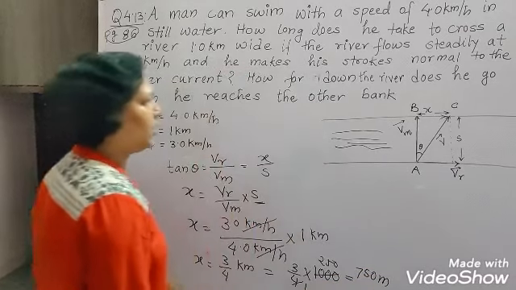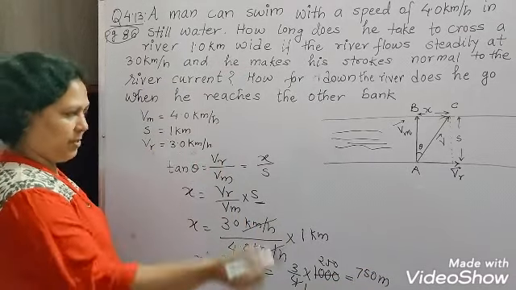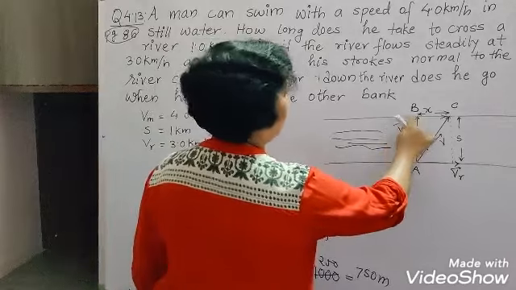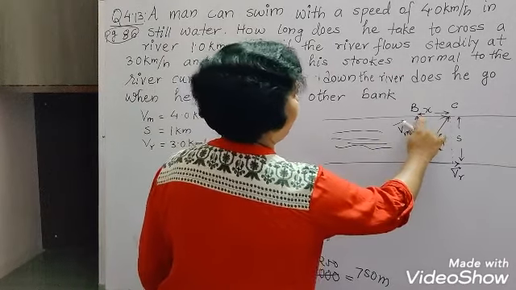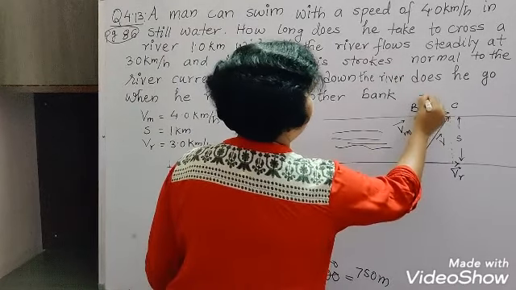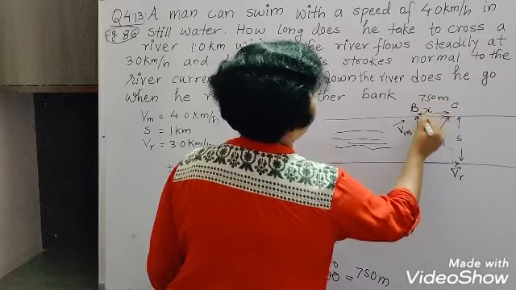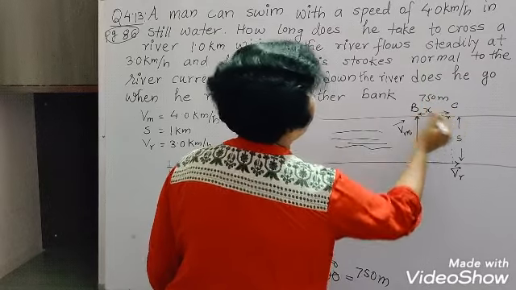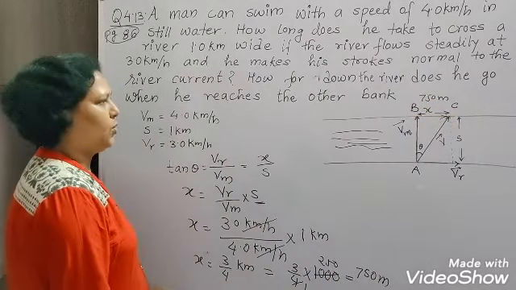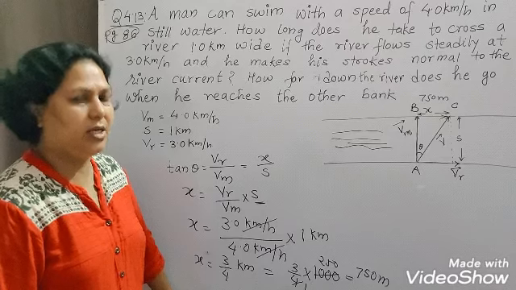That means how far down the person will be, he has shifted from B to C, that is 750 meter. This distance from B to C is 750 meter. Now we have to calculate the time.